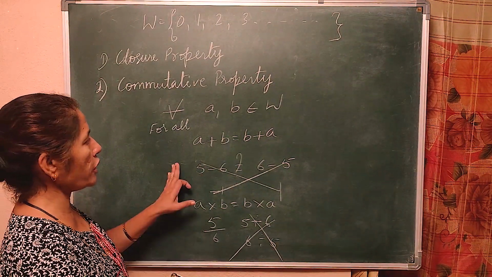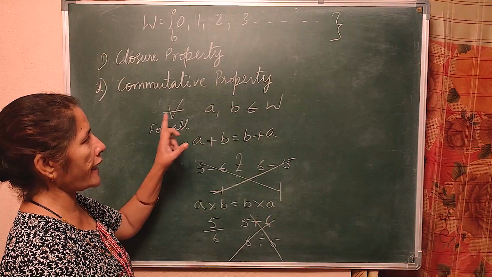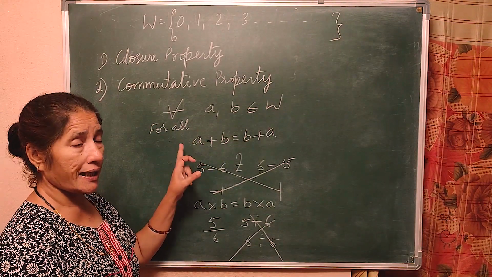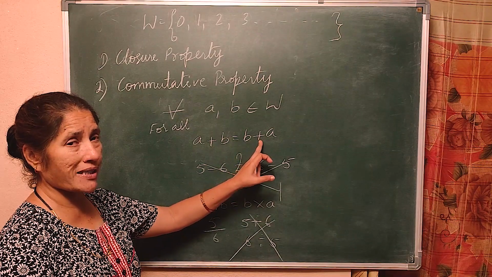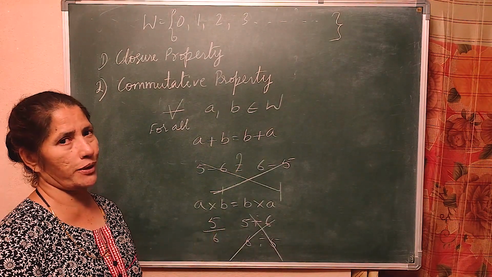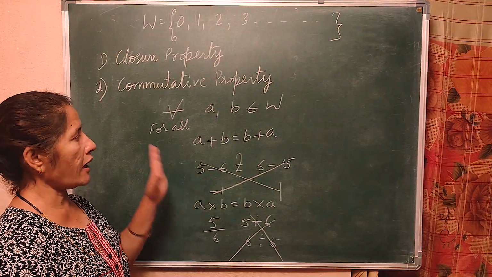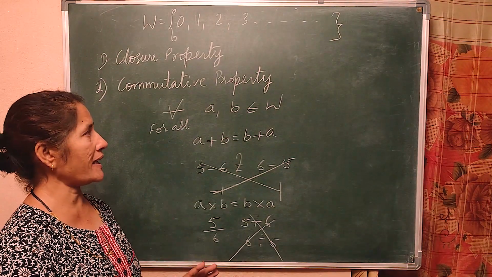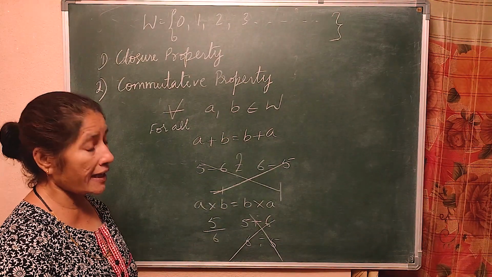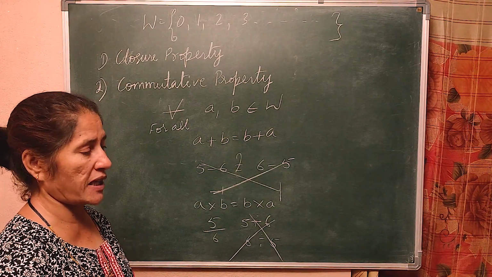Understand? What is commutative property? For all A comma B belongs to W. Addition: A plus B is equal to B plus A. Multiplication: A into B is equal to B into A. You understand? Now, the next property is associative property. Which is that? Associative property. Let me explain that.